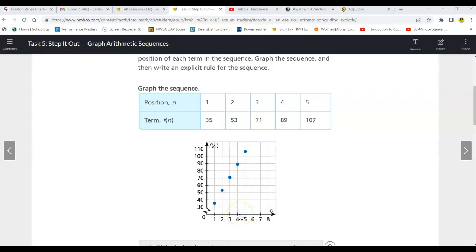When n is 4, you've got almost 90. And when n is 5, you've got almost 110, 107. So pay attention to this. Please screenshot it or something, and you're going to use this information to answer a couple of questions.